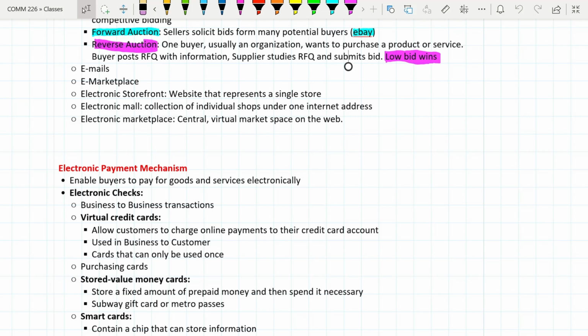Electronic checks are used in business to business transactions, so B2B. Virtual credit cards allow customers to charge online payments to their credit card account, used in business to consumer. Cards that can be only used once. So a virtual card, cards that can only be used once.